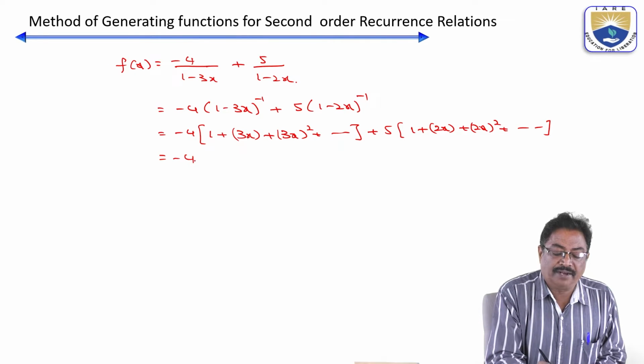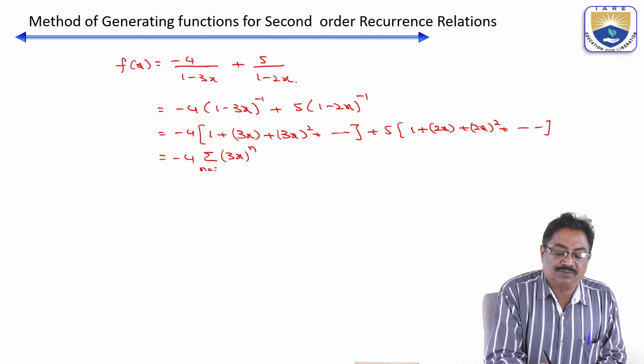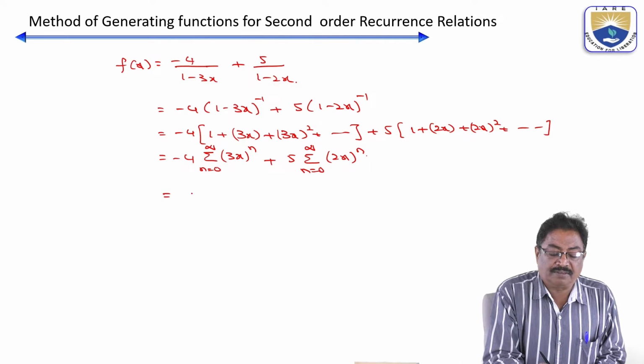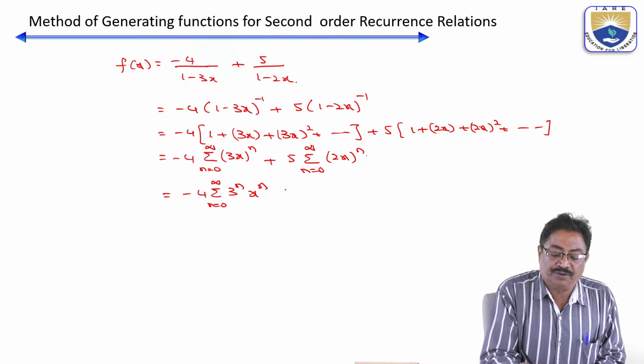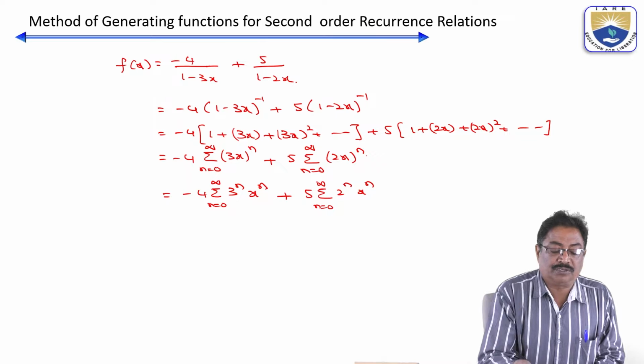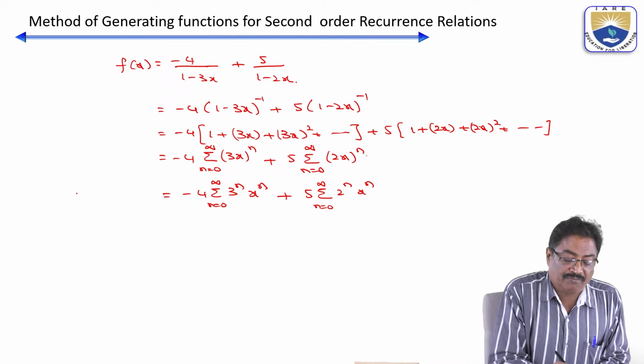So this is minus 4 summation (3x) power n, n equals 0 to infinity, then plus 5 into summation n equals 0 to infinity (2x) to the power of n. So now this is minus 4 summation 3 power n x power n, of course n equals 0 to infinity, plus 5 summation 2 to the power of n x to the power of n, n equals 0 to infinity. Then what about f of x? f of x is summation a n x power n.